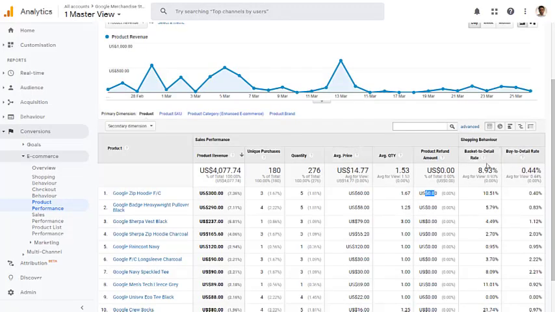Okay, basket to detail rate. Detail is nothing but a product detail rate. That means how many people add your product to cart when they look at the product detail page. What percent? Not everyone adds the product to the cart.